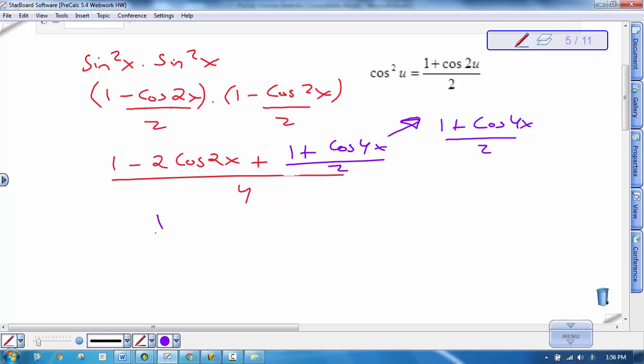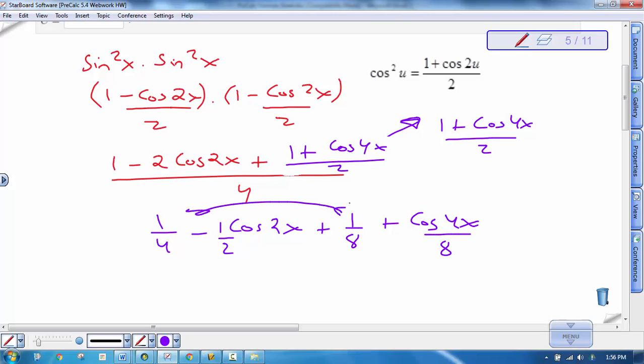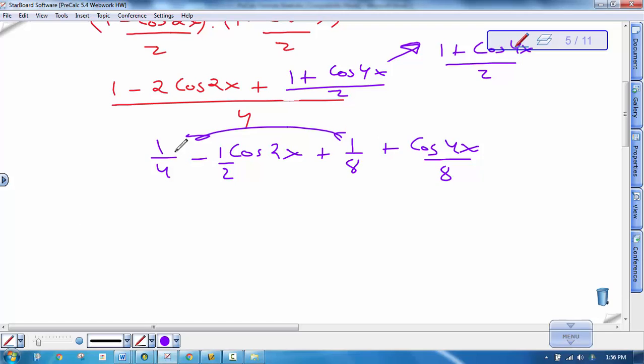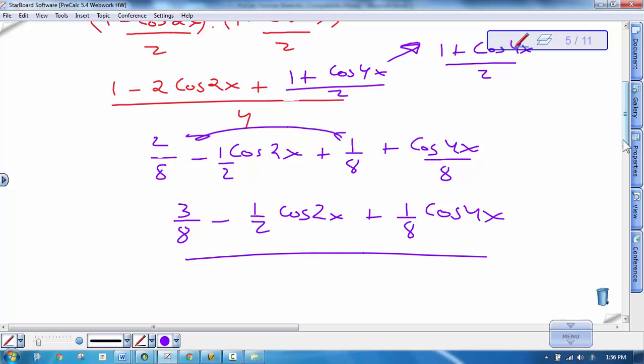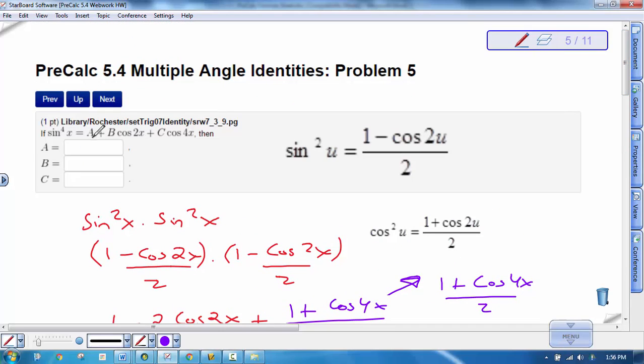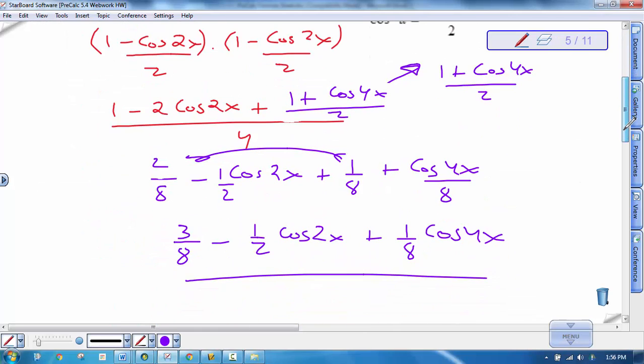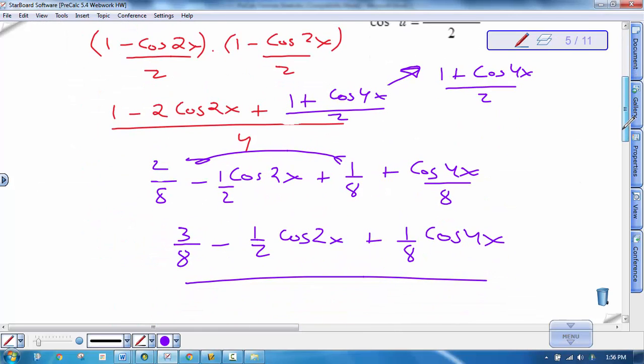I'm going to divide 4 into everything, so I have 1/4 minus 1/2 cosine of 2x plus 1/4 divided by 2 is 1/8 plus cosine of 4x divided by 8. And once again, I can add this and this together. And 1/4 plus 1/8, if you multiply top and bottom this one by 2, gives me 3/8. So I have 3/8 minus 1/2 cosine of 2x plus 1/8 cosine of 4x. And that's my answer that they're looking for. And I think they just want A, B, and C here. So A would be 3/8, B would be negative 1/2, and C would be 1/8.